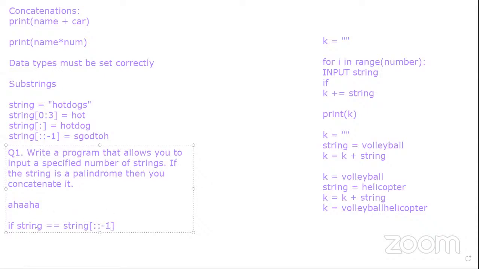So if you input something like this, okay, is equal to the string but in reverse, so this string but in reverse, then you concatenate it. Just remember, if you want to reverse the string, use this, and I've explained why that works.